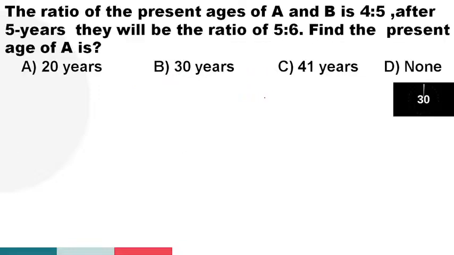Right, move on to the first question. The ratio of the present ages of A and B is 4:5. After 5 years, the ratio will be 5:6. Find the present age of A.